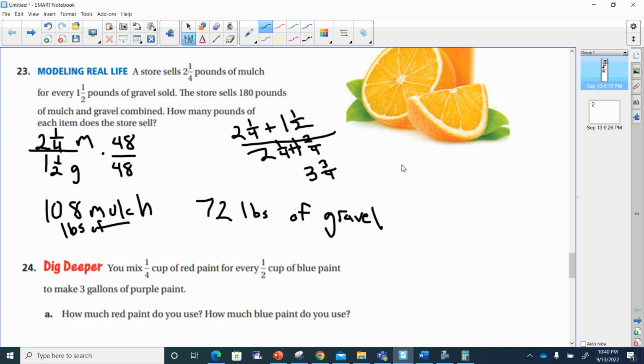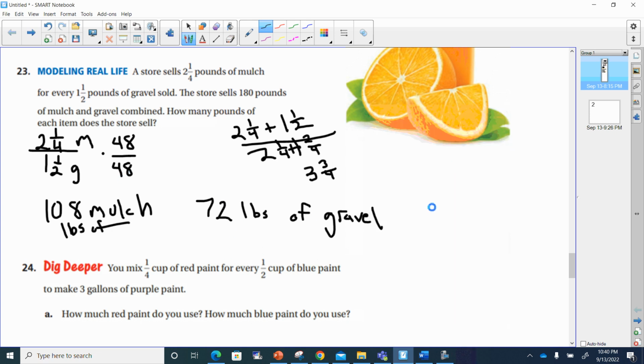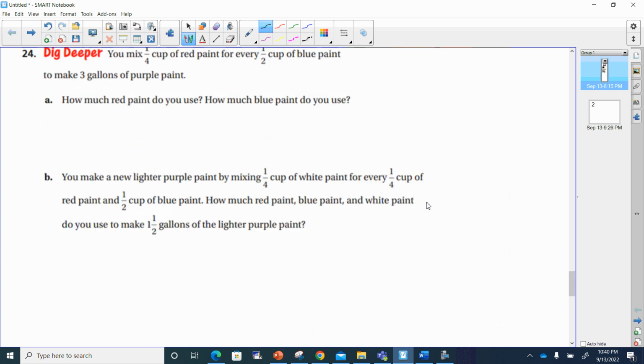Okay, so in my calculator, if I take 180 and divide it by 3.75, that's 3 and 3/4, I'm going to get 48, and that's why I came up with 48 over here. That means I have to multiply 2 and 1/4 by 48. That gives me 108 for mulch, and 1 and 1/2 times 48, which gives me 72 pounds for gravel. That was all of them that I had.